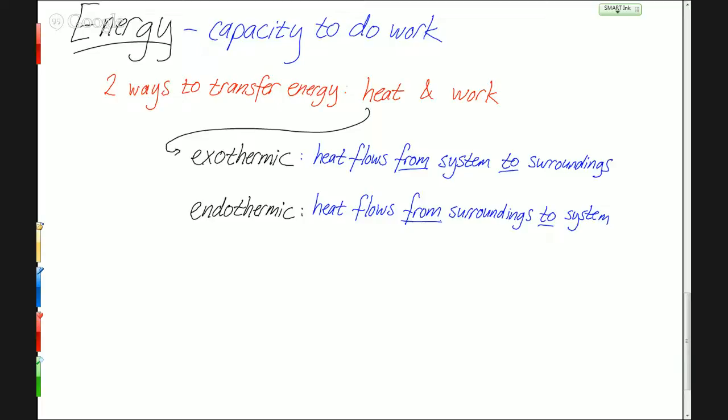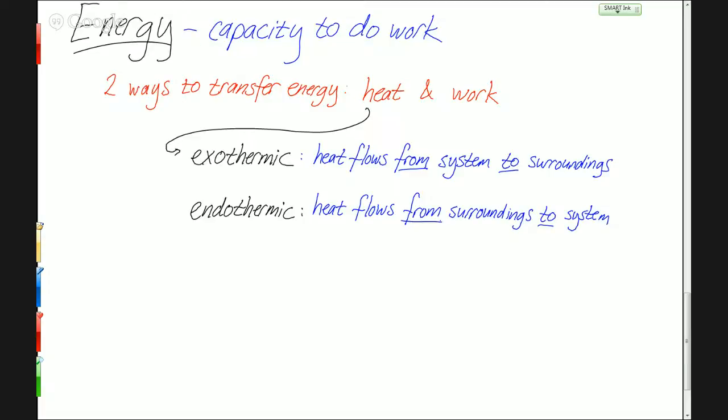It depends if you care about the metal or if you care about the hand, which one we define as the system. If the metal is the system, then heat is flowing into the metal from my hand, so that would be an endothermic process. But if our system is my hand, then the heat is flowing away from the hand into the metal, and that would be an exothermic process. So there's not a clear answer unless you define what that system is.